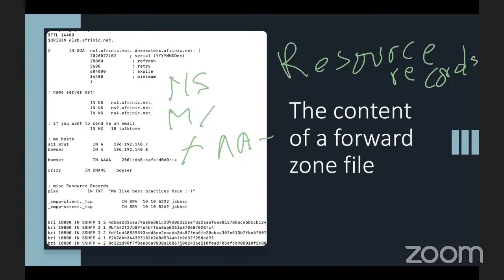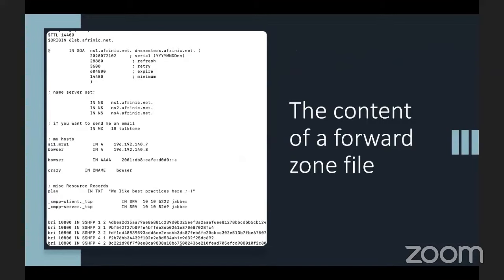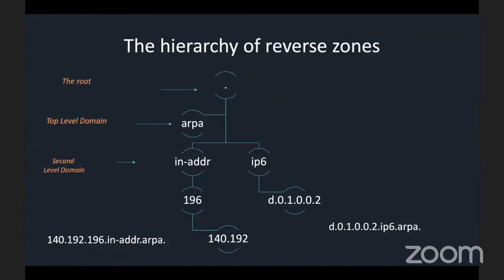So we are talking about the forward zone file, which is the more common, but you also have to know that we have what we call the reverse zone file, where we have a number, be it IPv4 or IPv6, and from this IP, we want to know what is the name behind this number. This is the purpose of the reverse zone.